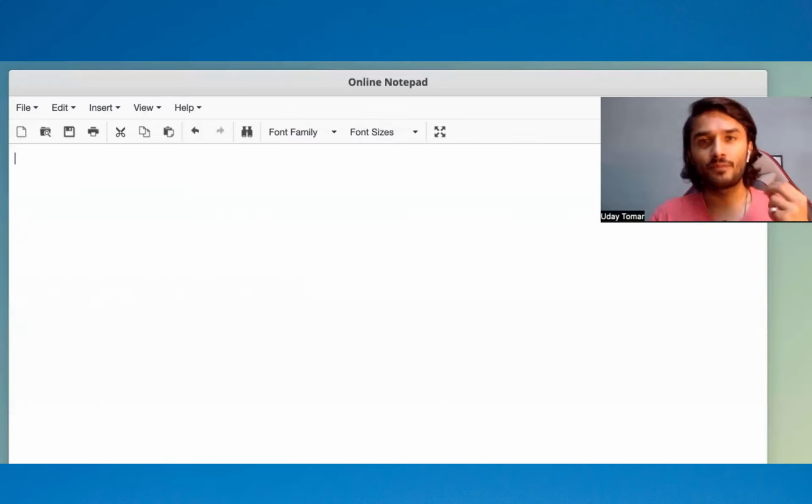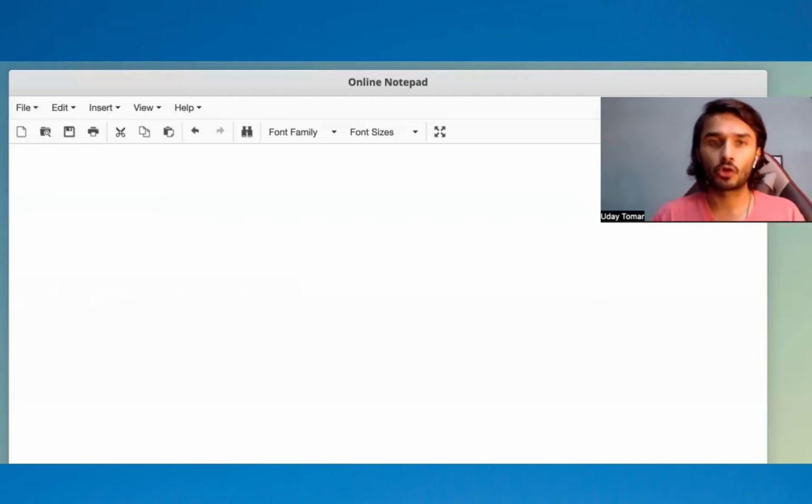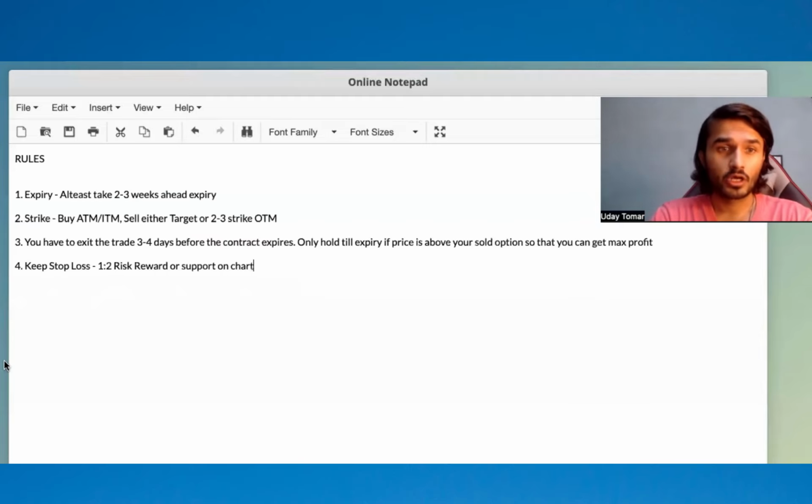So yes, you need to have particular rules, and you need to follow those rules if you want to be profitable in this strategy, because time is not your friend when you're deploying a bull call spread. Whenever you deploy this spread, you need to have particular rules for yourself, and you need to follow those rules. And the rules are as such. First, you need to have an expiry that is at least 2 to 3 weeks away from the current expiry. Second, the strike which you choose: this is a strategy which has 2 legs, so you need to choose a buy. We need to buy the at the money option or in the money option.